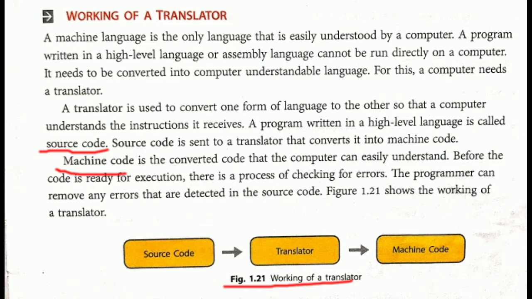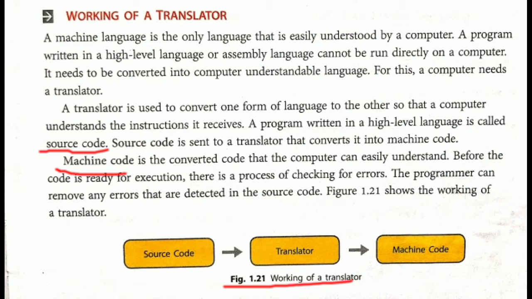Okay, and the programs which we write in high level languages or fourth generation languages or fifth generation languages or assembly language, these programs, they are known as source code. Okay, a program that has been written in high level language is called source code. And we know that computer cannot understand the programs which are written in high level language. They need to be first converted into machine understandable form. Okay, for that we use a translator.